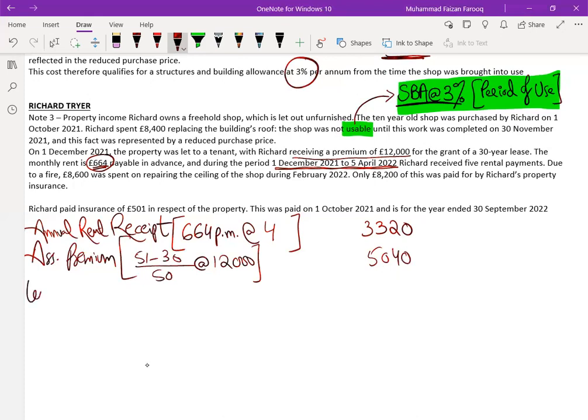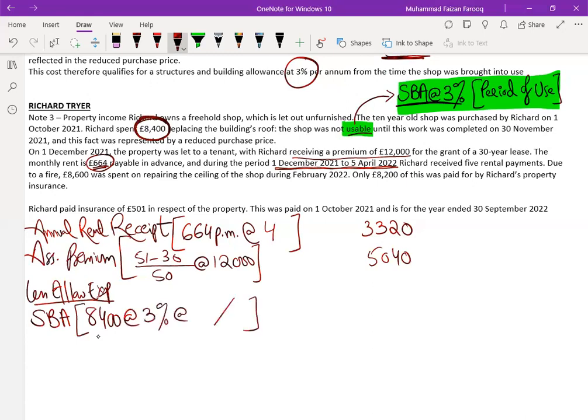Now, less allowed expenses. First of all, we know that SBA will come here. Why? Because it was in unusable condition. How much did you spend in order to bring it into usable condition? £8,400. What is the percentage of SBA? 3%. Now tell me how many months you used during the tax year. Tax year is 21-22. Period of use.